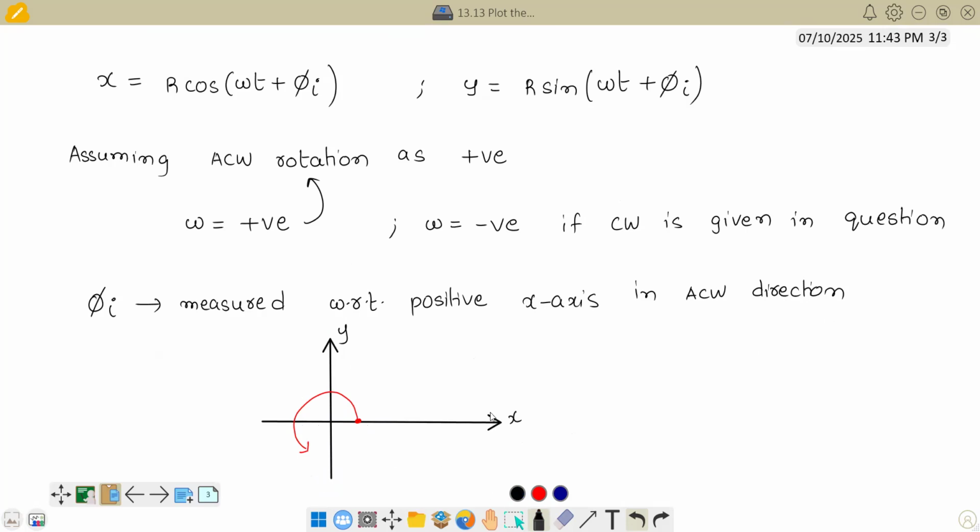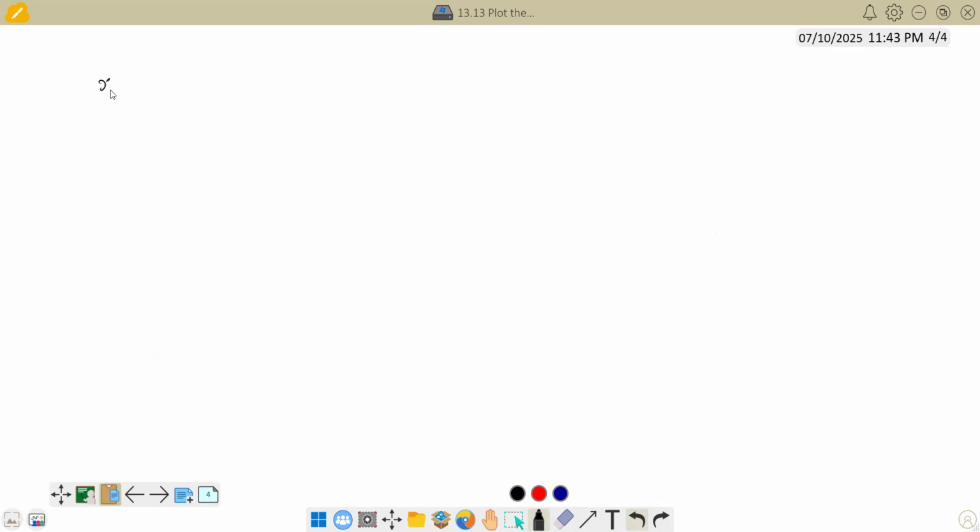Once you know this, we have x equals r cos(omega t plus phi), y equals r sin(omega t plus phi). Let us say you decided to convert this x equation into sine. We can convert a cosine into sine by simply adding pi by 2. So we can write sin(omega t plus phi initial plus pi by 2). So remember, you can convert a cosine function into a sine function by adding pi by 2.